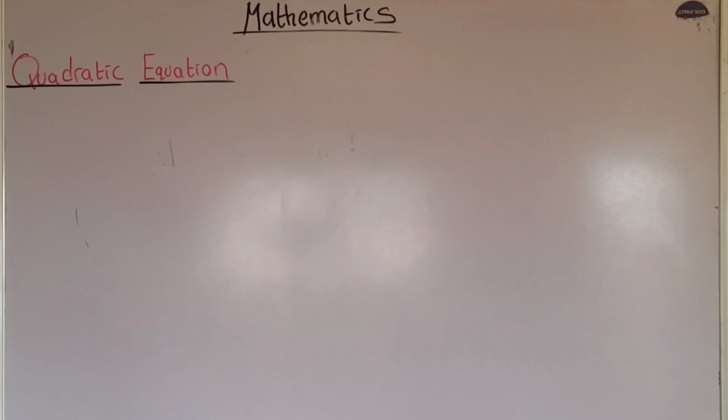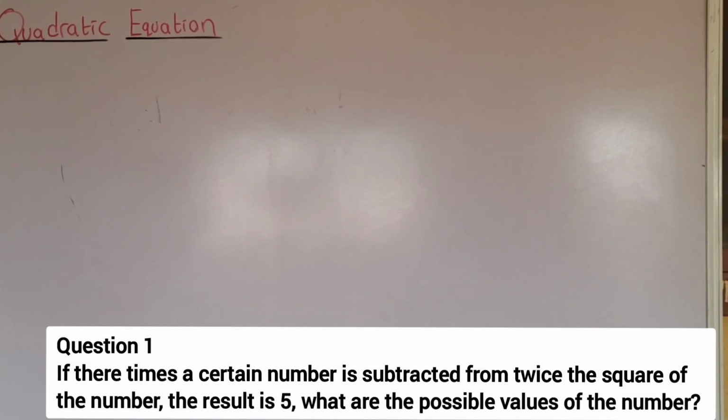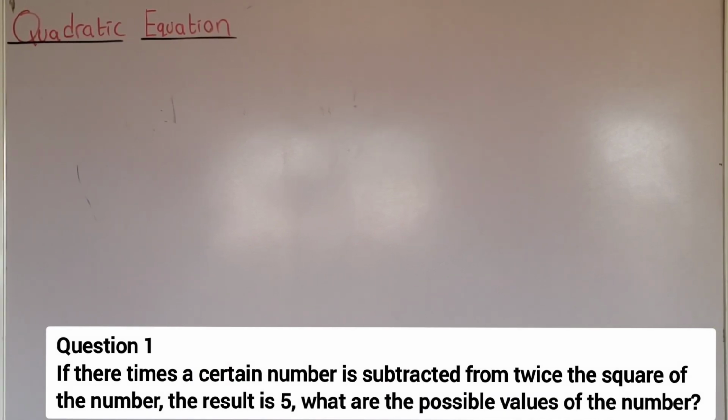In this class, we are going to learn how to interpret and solve questions on word problem leading to quadratic equation. Okay, let's start with the first question. If 3 times a certain number is subtracted from twice the square of the number, the result is 5. What are the possible values of the number?